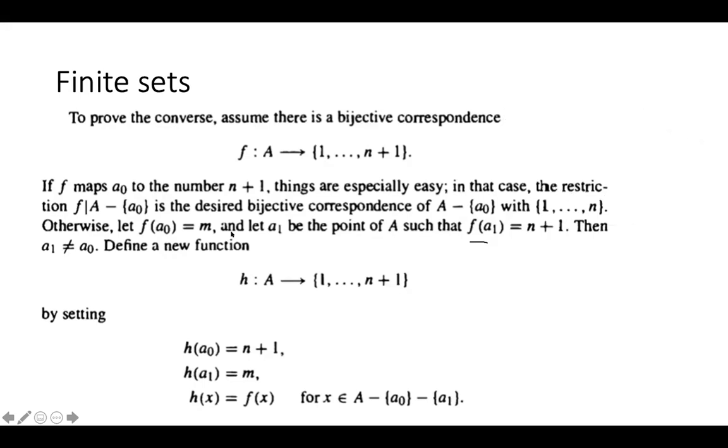And so we have this new function which we can define, which maps from A to N plus 1, where h of A0 is N plus 1, right? So in this case, what we're saying is A0 is the N plus 1 element to which it maps, which will ensure that we have a bijective correspondence, because bijective is both 1 to 1 and onto.